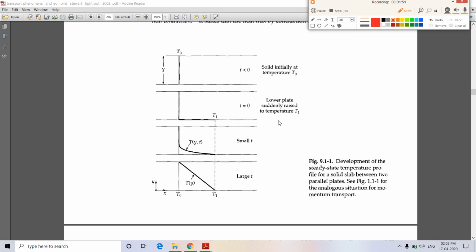So here we can say that as time increases, at a small t, the profile is developing, and at temperature T1, similar to the figure for a large t, as we keep increasing the flow with the temperature, the plate reaches its maximum value.